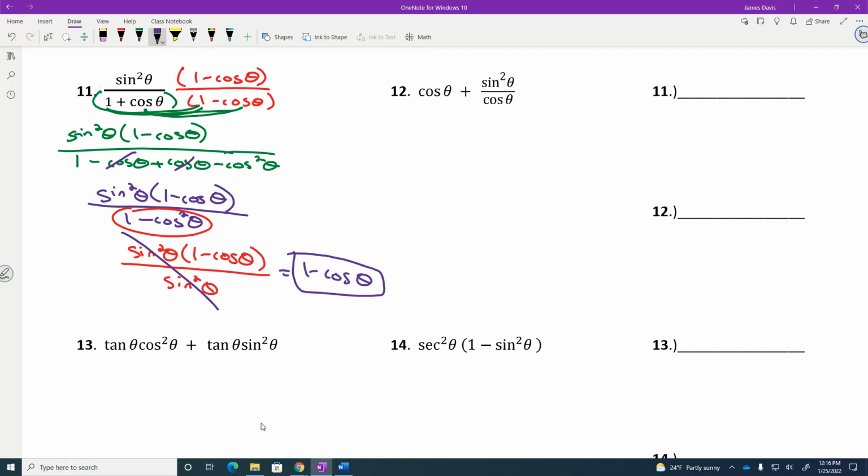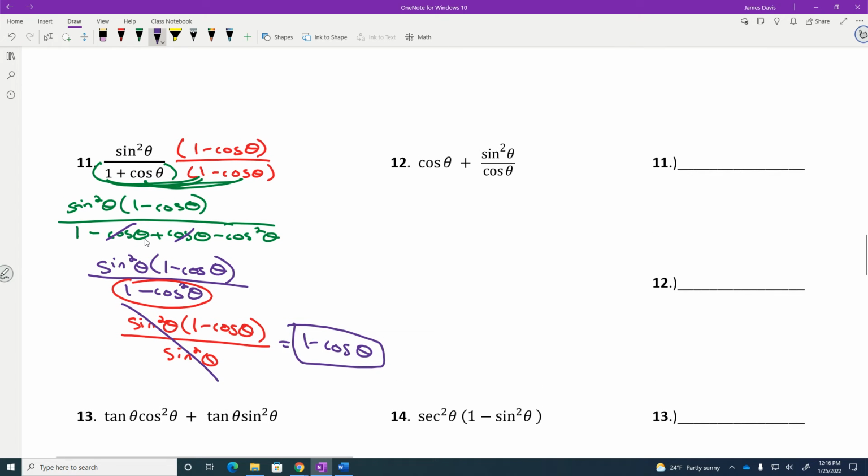What did I not say? The answer is secant, I think, right? Yeah, the answer is secant. Let me do that one. 12 and 13 are both a little bit challenging. All right, so we're supposed to add these together. How can we add these? What do we have to do?